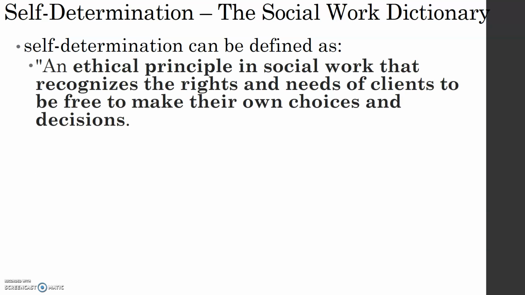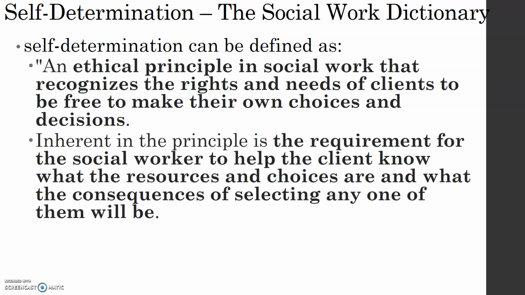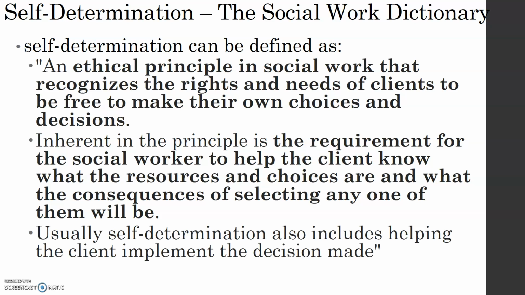From the Social Work Dictionary, self-determination is an ethical principle in social work that recognizes the rights and needs of clients to be free to make their own choices and decisions. Again, as we studied in the first part of this course, to truly be free to make choices and decisions, to have self-will, free will, self-determination, you've got to have information, right? You need to have a clear picture. That's why it's not good to lie to someone, because then you're not letting them make their own decisions. Inherent in this, according to the dictionary, is a requirement for a social worker to help the client know what the resources and choices are, along with the consequences.